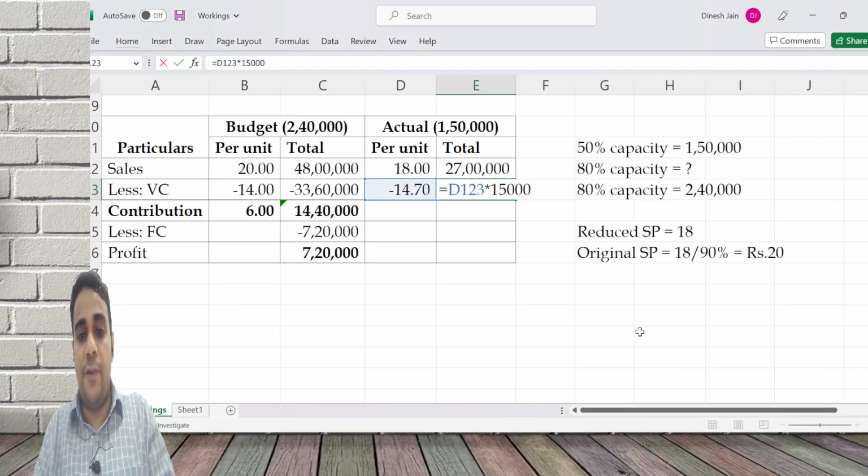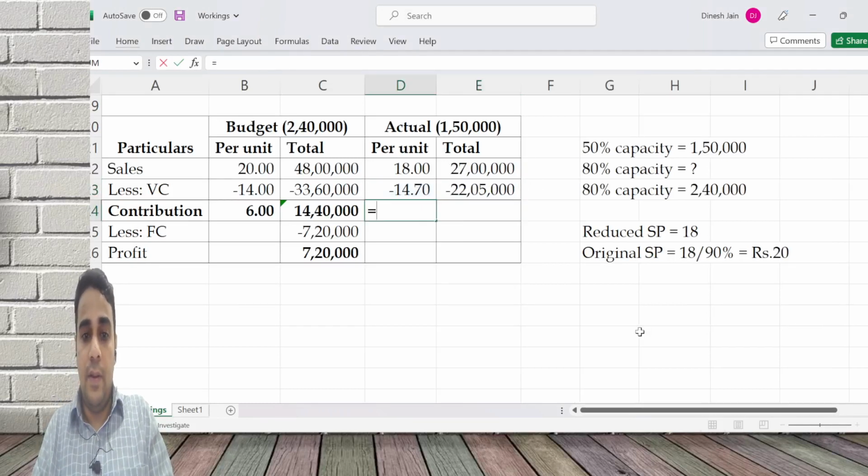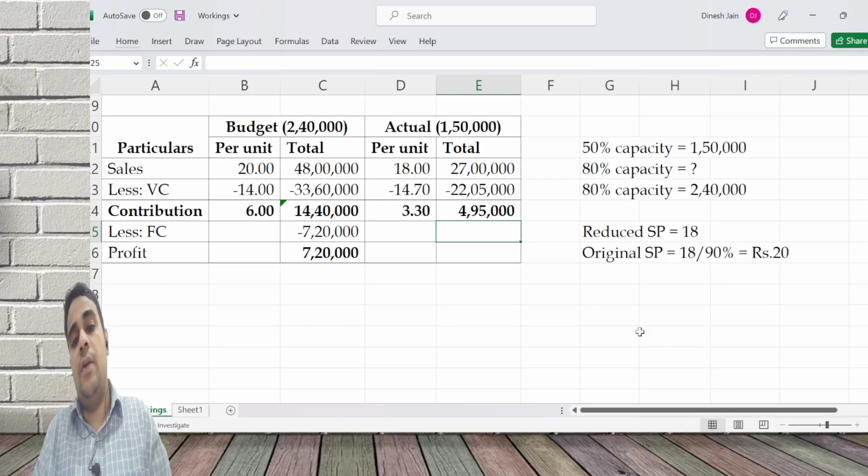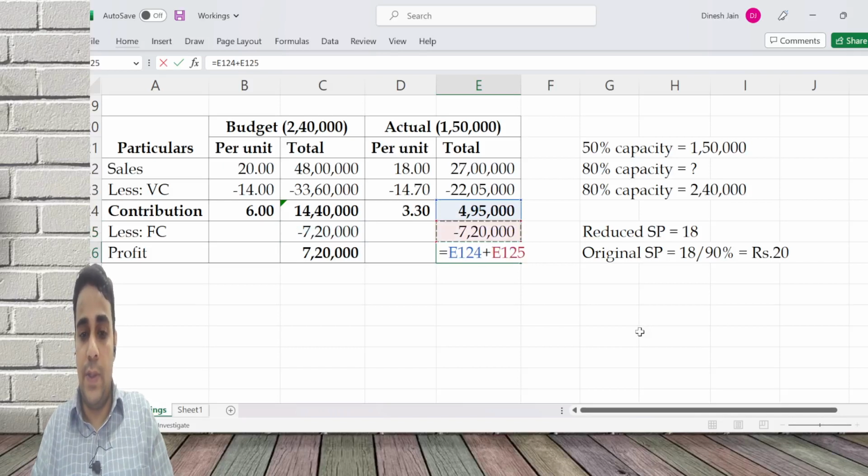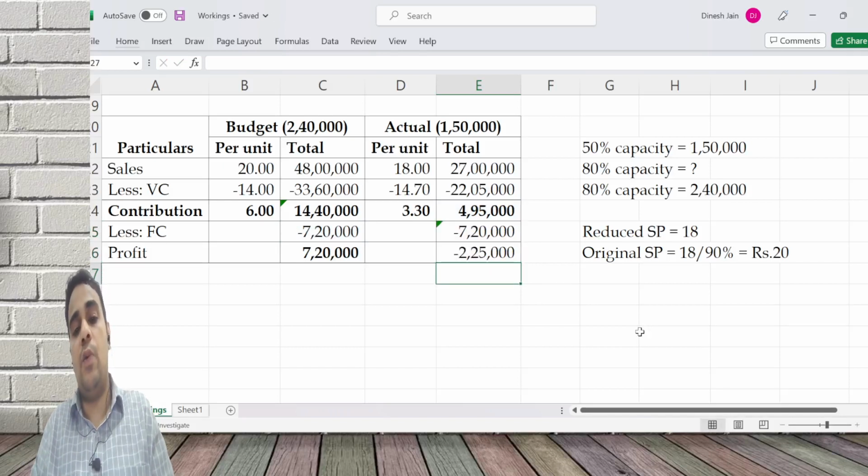Into 1 lakh 50. Contribution is this now. I think it is going to be a loss making situation now. This answers part 1 of the question. This is a loss making situation.